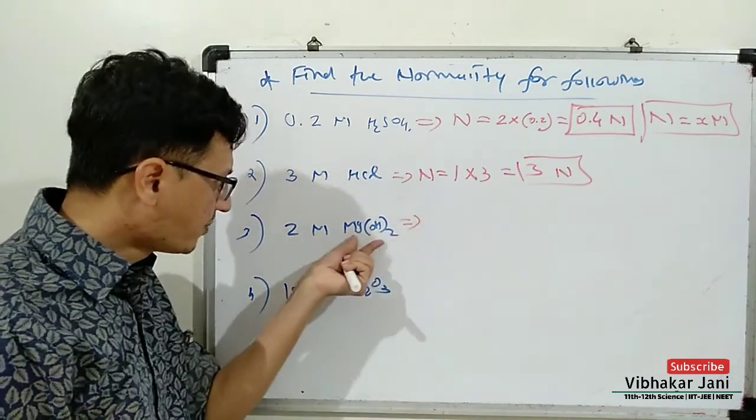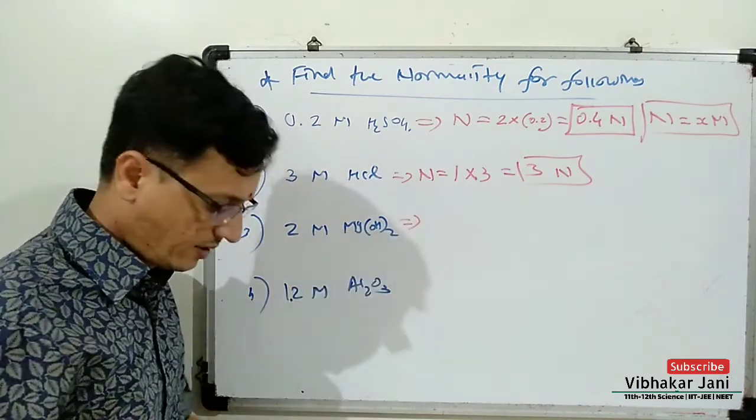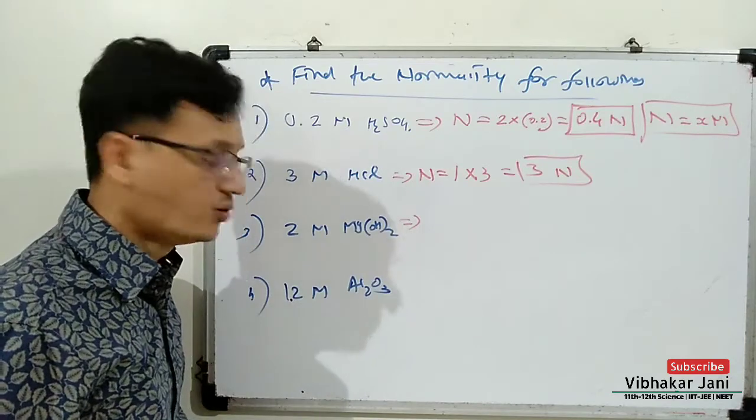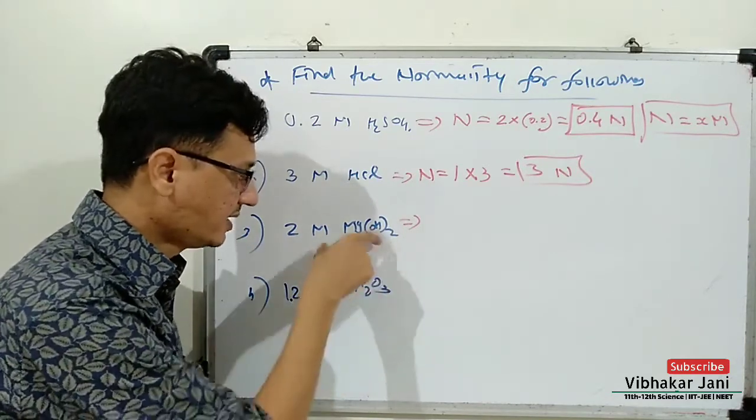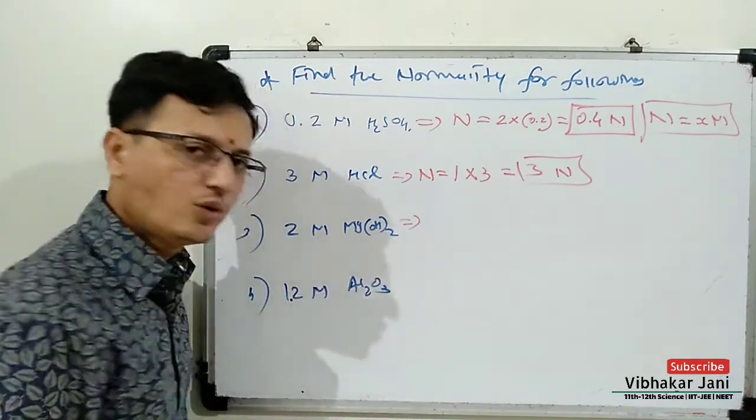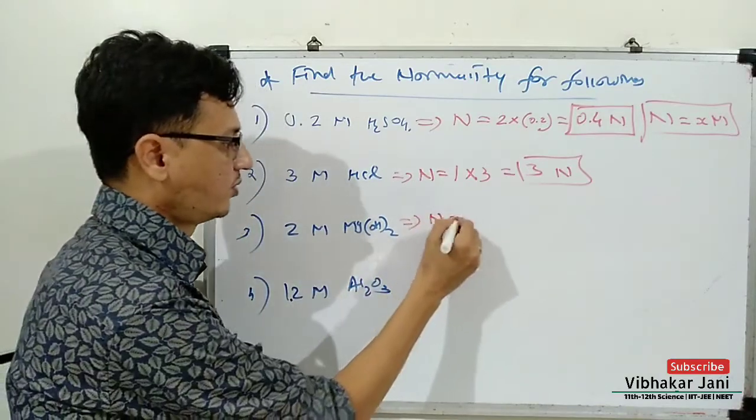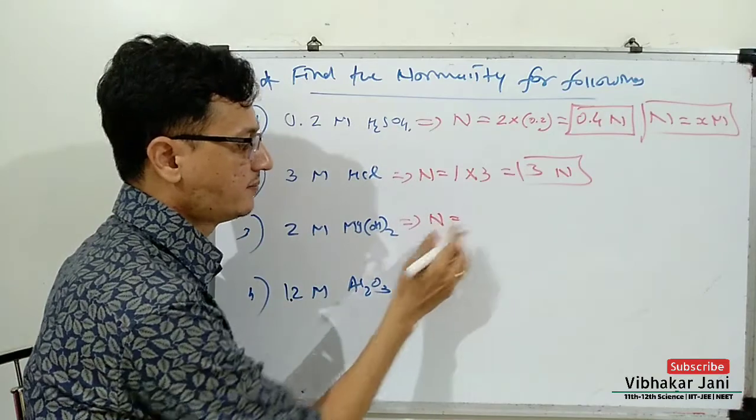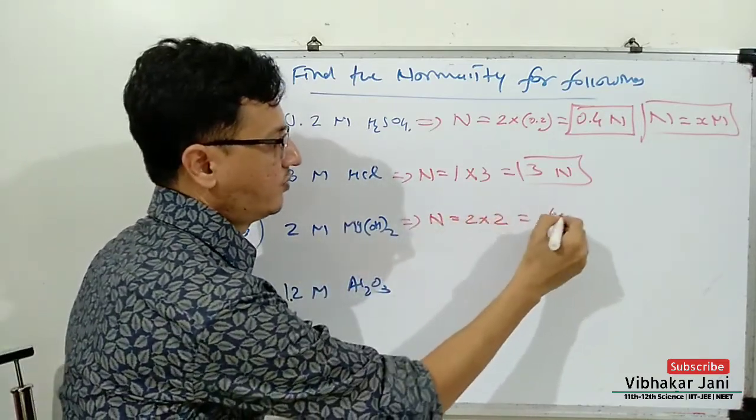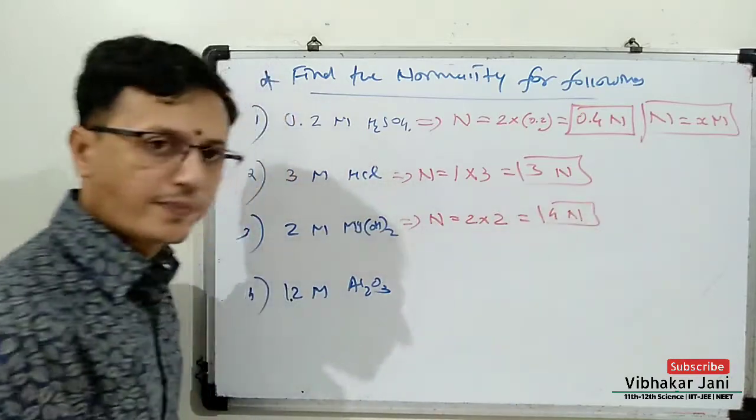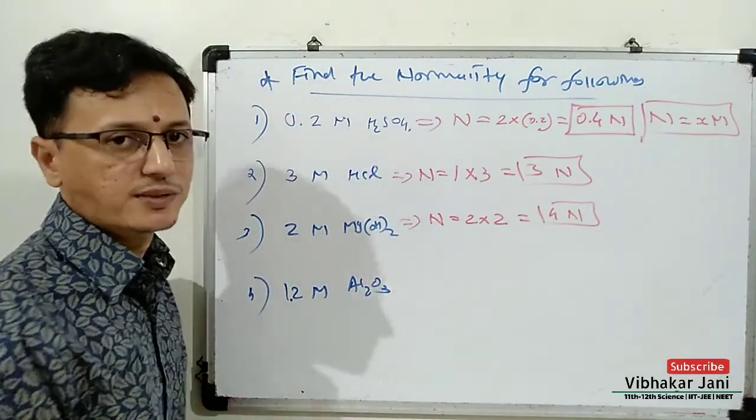Okay, now this is our base, magnesium hydroxide, and for a base, the value of X will be equal to the number of OH minus present in that base. So here we have 2 OH minus. So if you want to find normality, then it will be XM. X is 2 and M is also 2. So it will be 4 normal. And this is a salt.